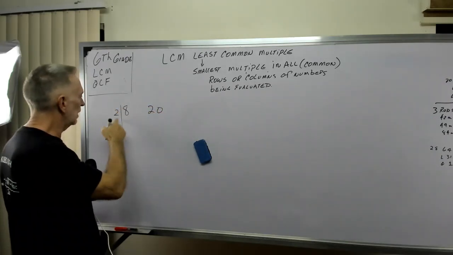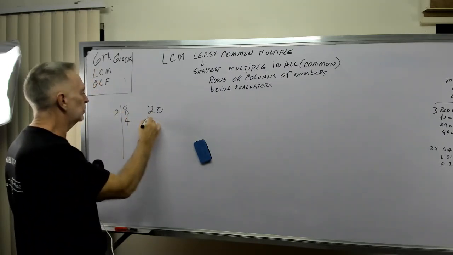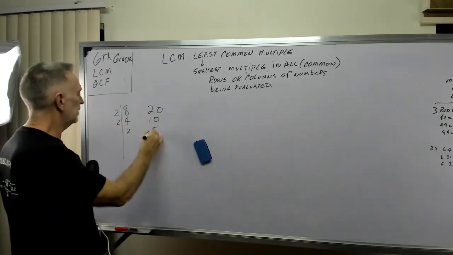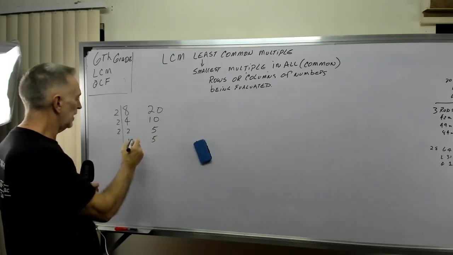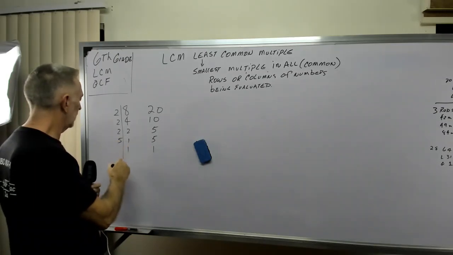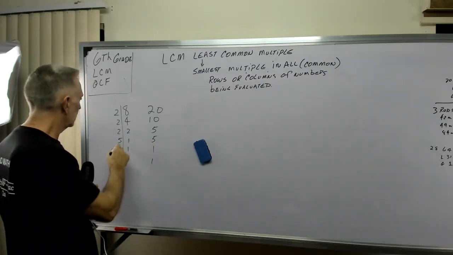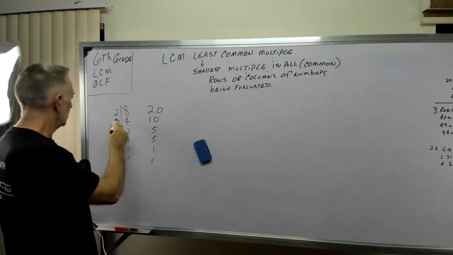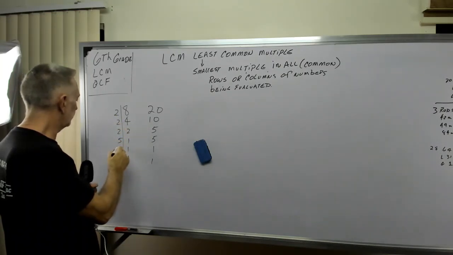Since they're both even, I'll divide by 2. 8 divided by 2 is 4. 20 divided by 2 is 10. 4 divided by 2 is 2. 10 divided by 2 is 5. 2 divided by 2 is 1. Bring down the 5. Okay, so 5 divided by 5 is 1. Bring down the 1. 1 divided by 1. Okay, that gives me those numbers. 1, 2, 3. 2 times 2 is 4. Times 2 is 8.